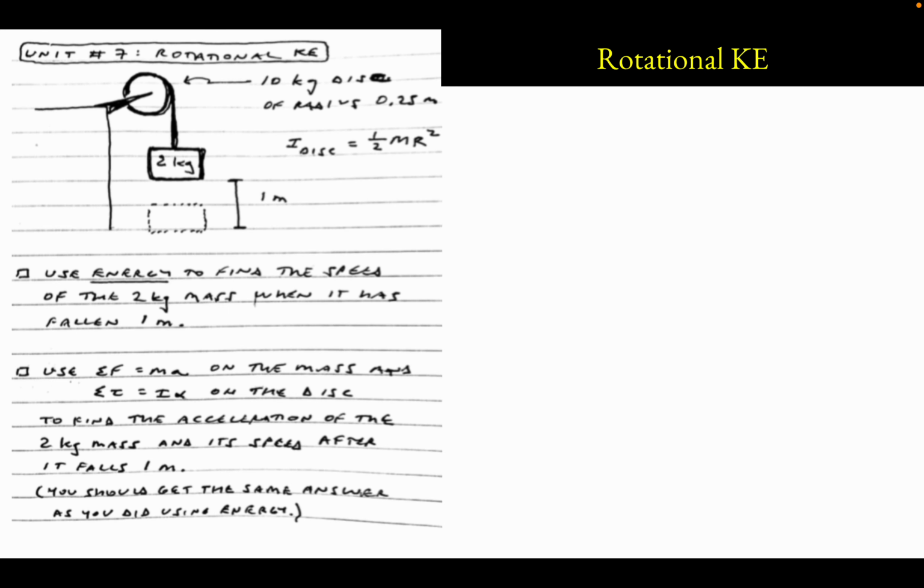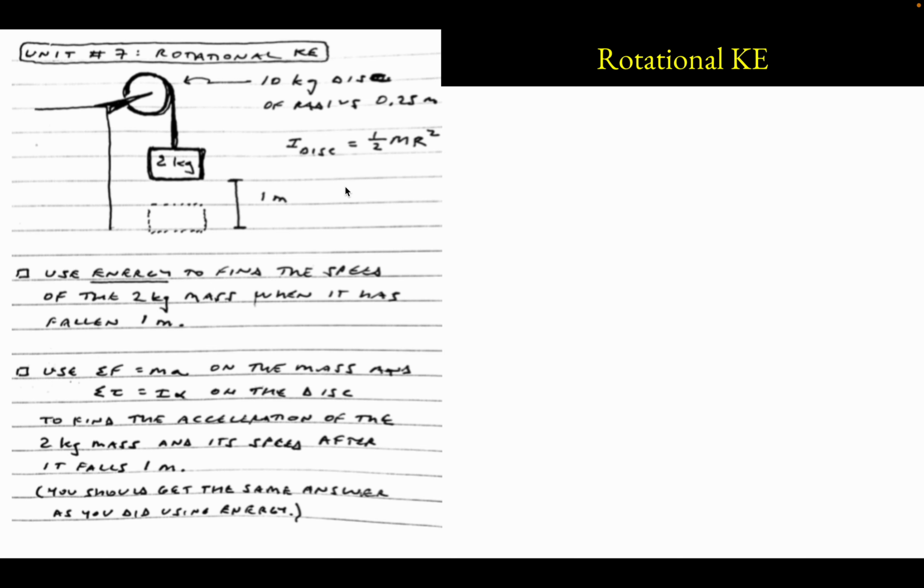Kinetic energy and torque. What we've got here is a block that's attached by a rope to a little drum that's just going to unwind and unspool this thing as it falls. And first what we're supposed to do is use energy to find the speed of this 2 kilogram block after it's fallen a meter.